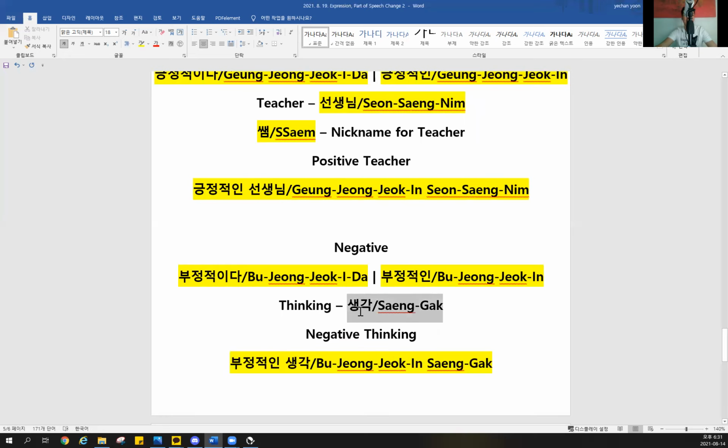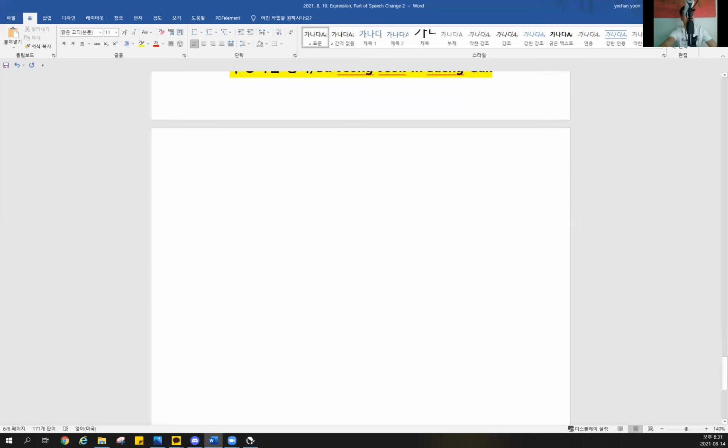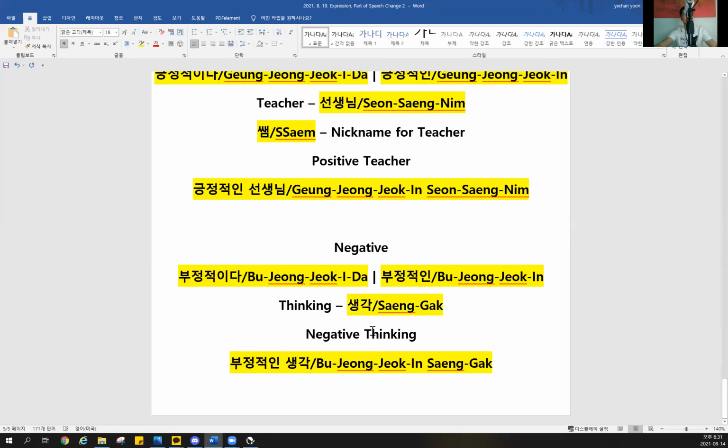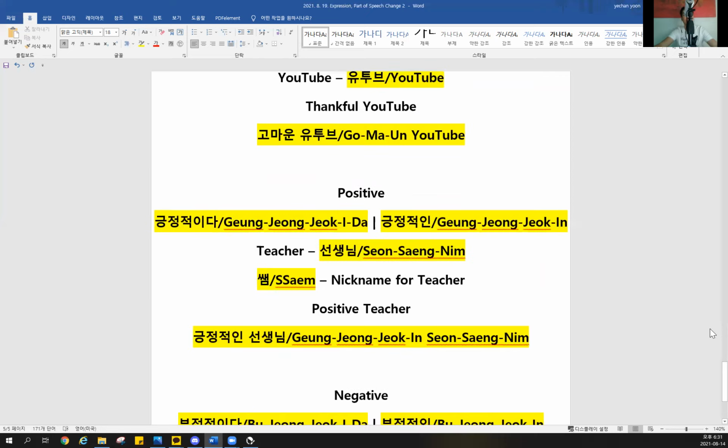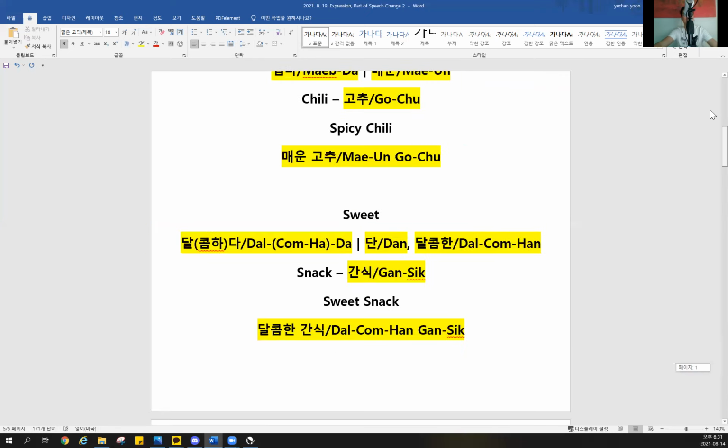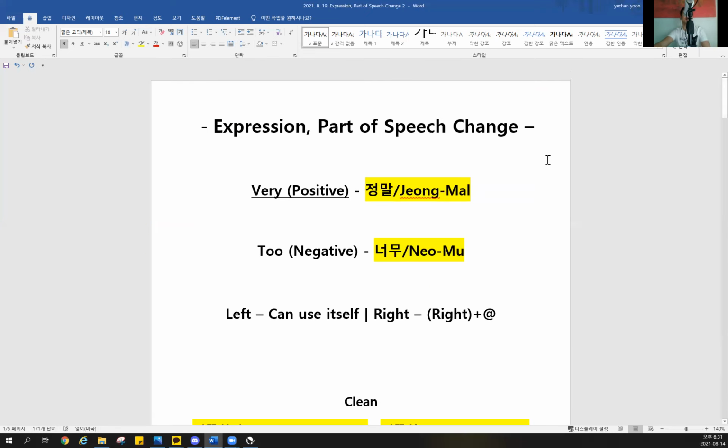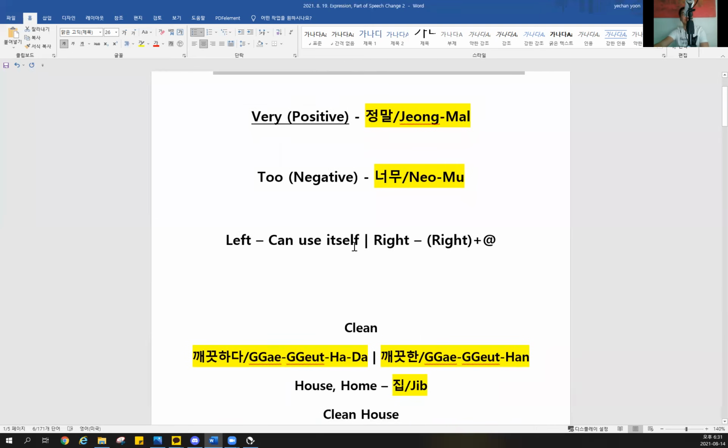All right, that's it up to here, guys. I hope you know it and remember everything. Don't worry, we're going to review first. We continue to learn about expressions and the part of speech change for today. The left side you can use by itself, and the right side you have to use with other words.